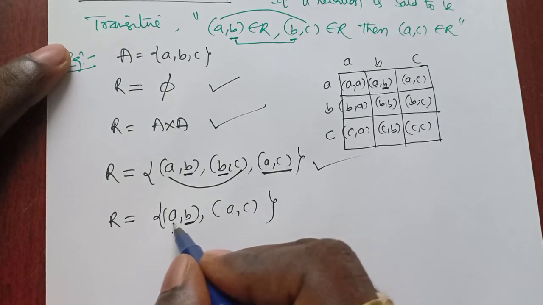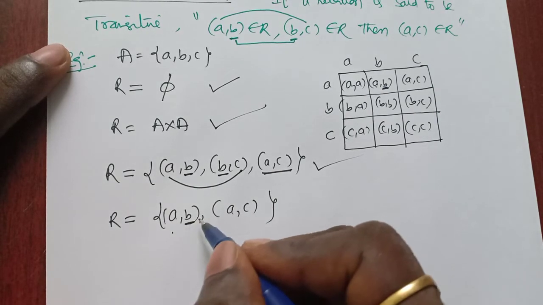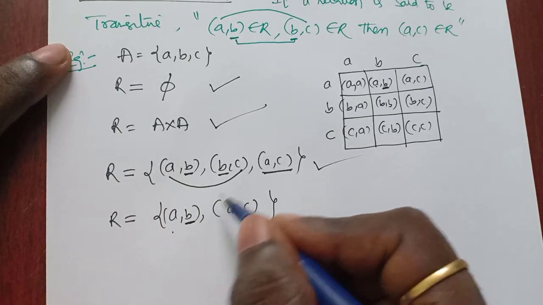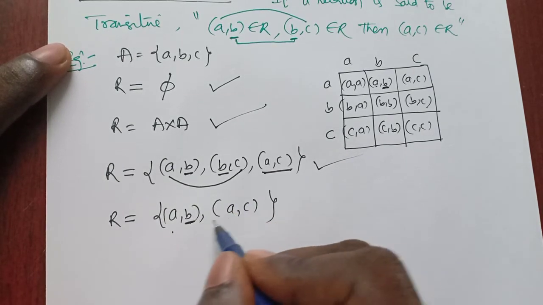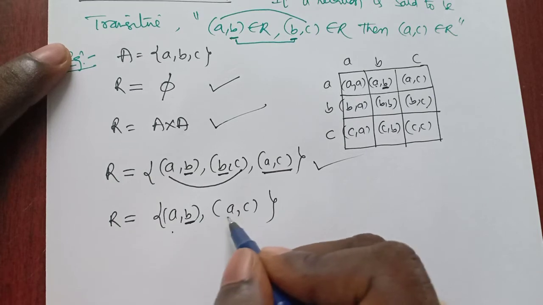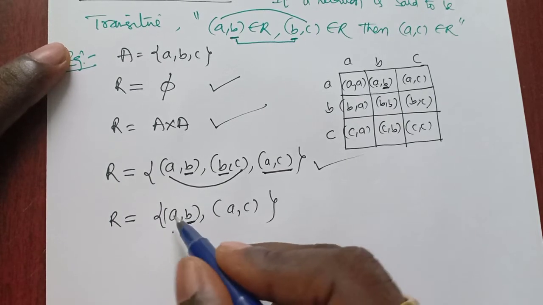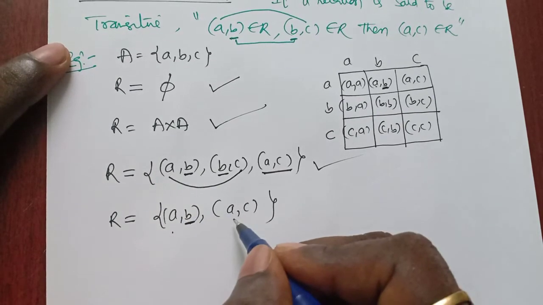Why? Because if A comma B is there, the second ordered pair must start with B. Here there is no B comma C, no B comma A, like this. So no problem with A comma B, and no need to check for other ordered pairs clearly.